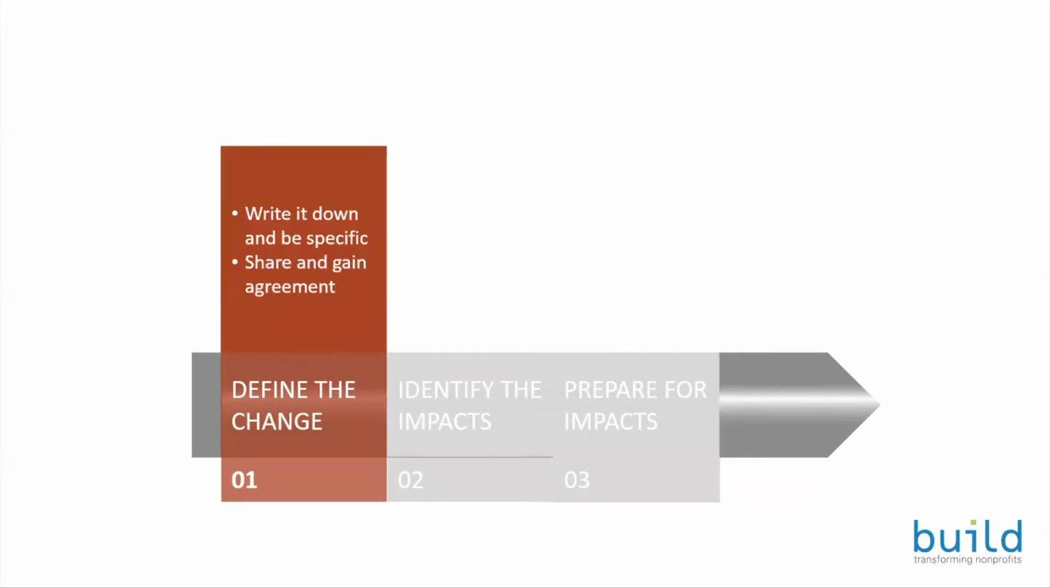So first, defining the change. Frequently, people plow forward into a change without being clear on what is actually changing. And so the goal is to write it down and be specific about what it is, and then share and gain agreement that that change is actually accurately defined. So gaining agreement means 2 things. It means ensuring that the decision makers and key stakeholders agree that this is the right change to be taking place, and for everyone else to ensure that they are clear on the change that is coming.